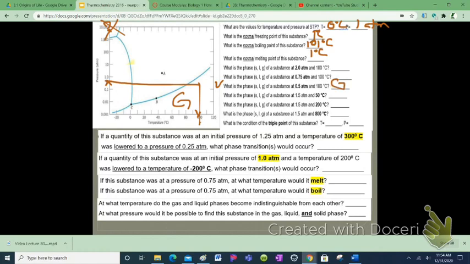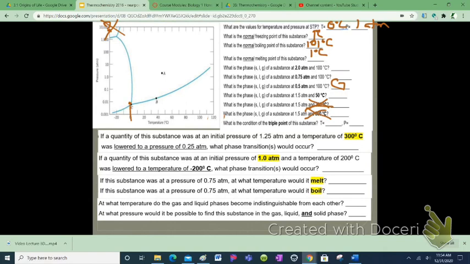Okay. Let's look at another problem. This doesn't apply because it doesn't go to 200. So we'll mark that out. This doesn't apply because it doesn't go to 800. Remember, we'll stop at 120. What is the condition of the triple point of this substance? Well, let's find the triple point. Remember, triple point is the point at which your solid, liquid, and gas all exist in equilibrium. Not the same amount, but we're talking about at the same rate. So here is my triple point right here.